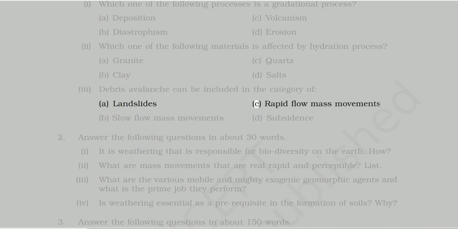3. Debris avalanche can be included in the category of: A. Landslides. B. Slow flow mass movements. C. Rapid flow mass movements. D. Subsidence. 2. Answer the following questions in about 30 words.